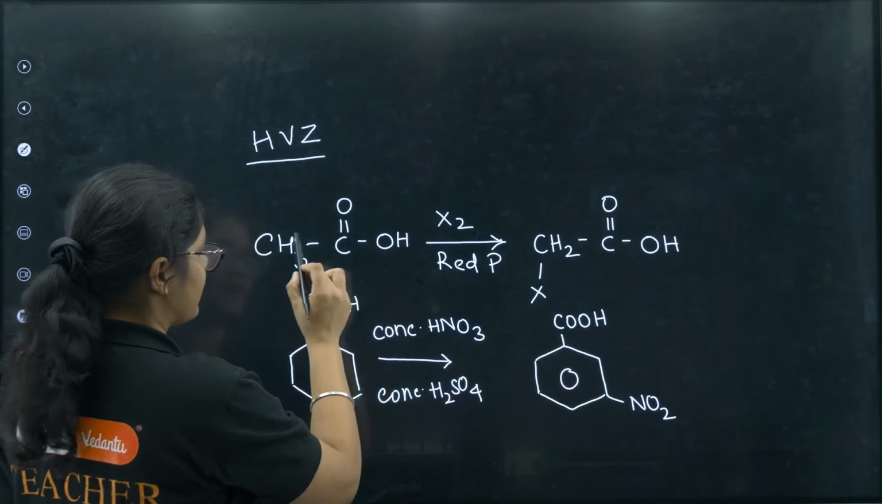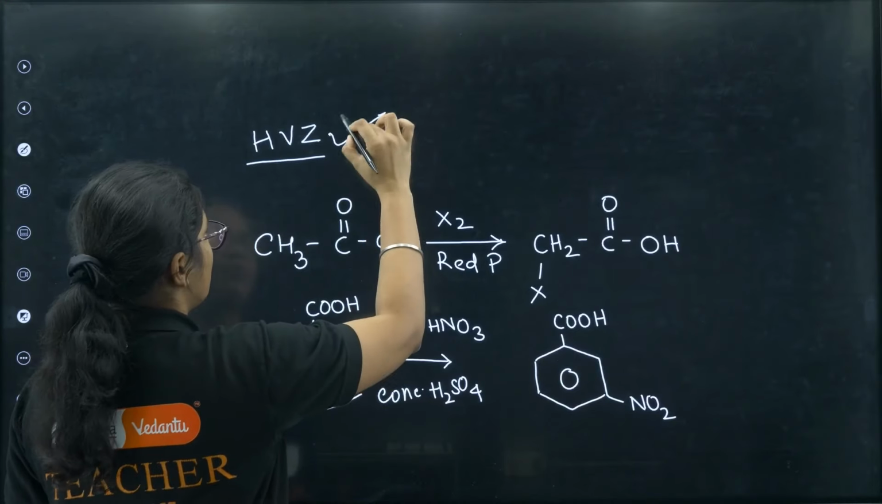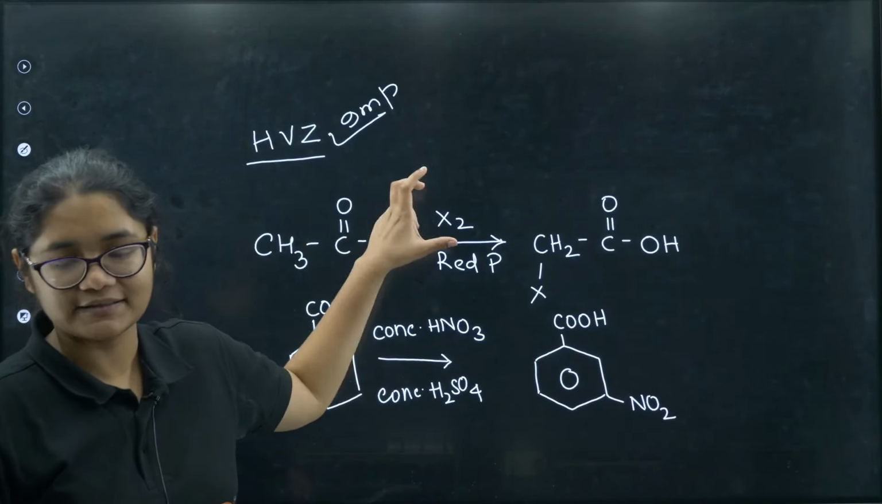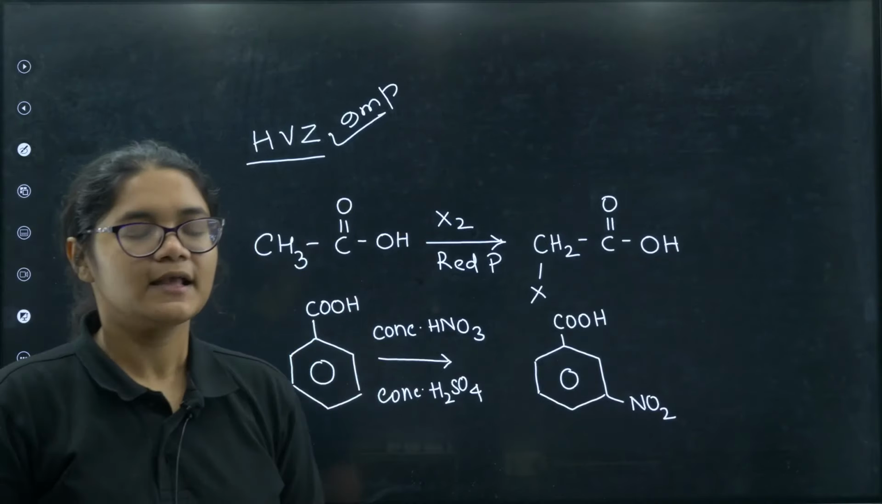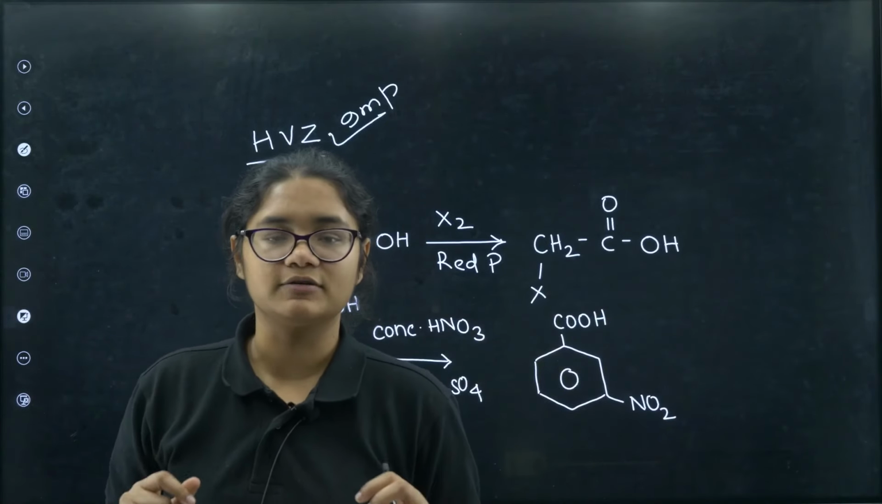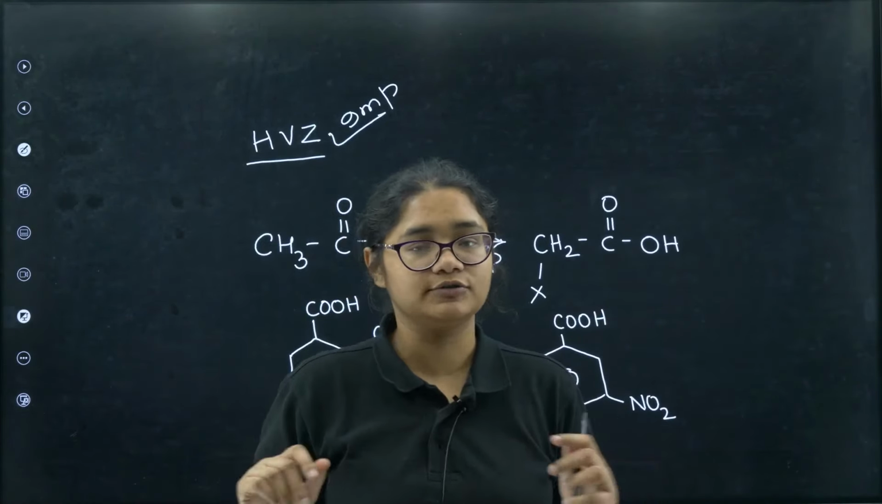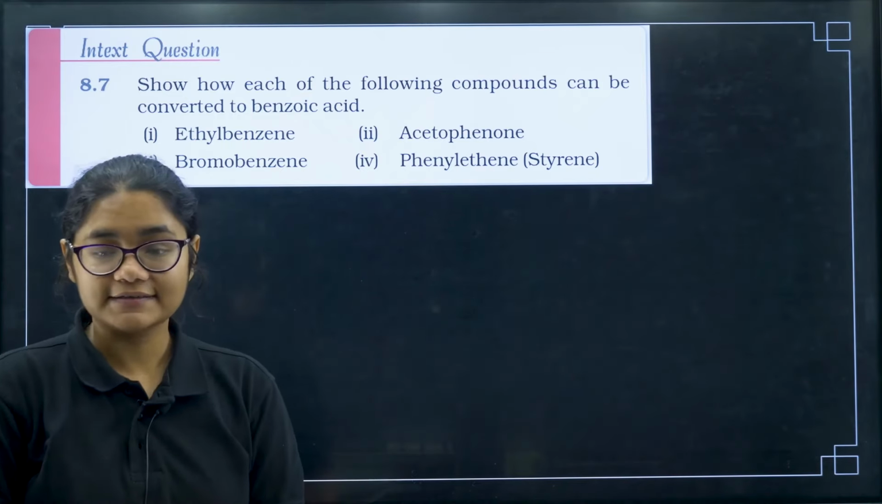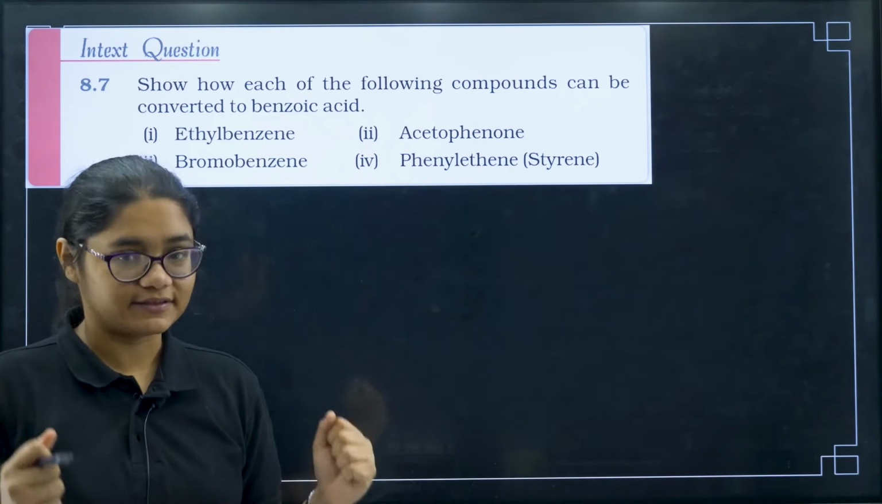And here the alpha hydrogen reaction is very important. It is definitely going to be asked in the exam, so please prepare its statement properly. Clear? So these were all the reactions of carboxylic acids, aldehydes and ketones. Quick recap, and then we will start solving questions now. Okay, now let us see the questions from this chapter.